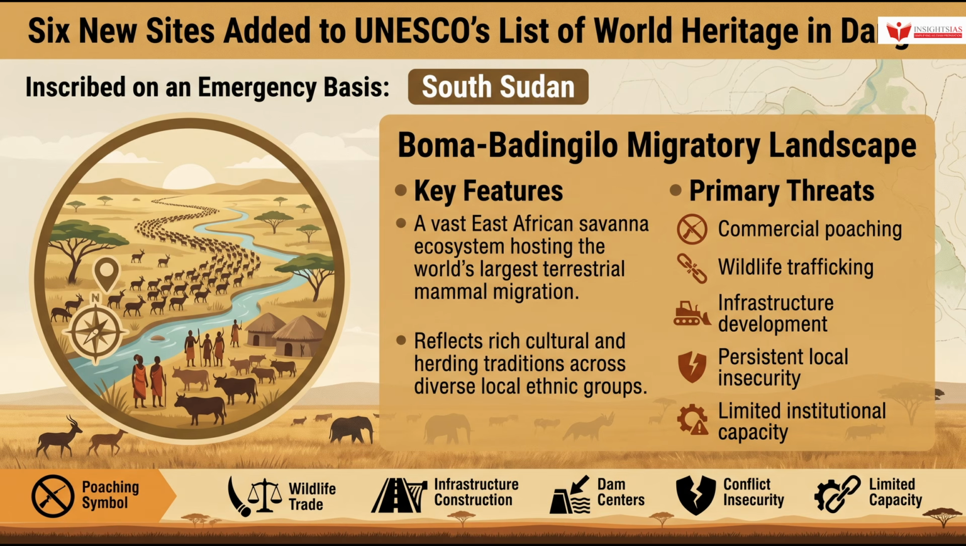The Boma Badingilo Migratory Landscape in South Sudan is a vast East African savanna ecosystem that hosts the world's largest terrestrial mammal migration, and it reflects rich cultural and herding traditions across diverse local ethnic groups. Its primary threats include commercial poaching, wildlife trafficking, infrastructure development, persistent local insecurity, and limited institutional capacity.